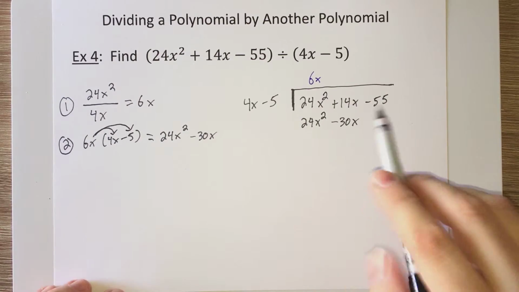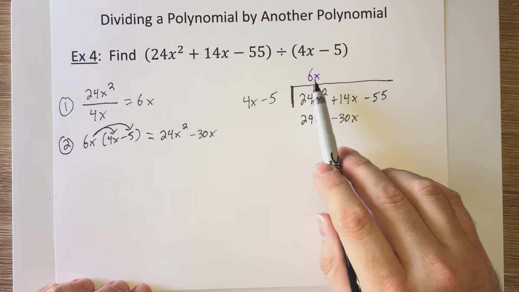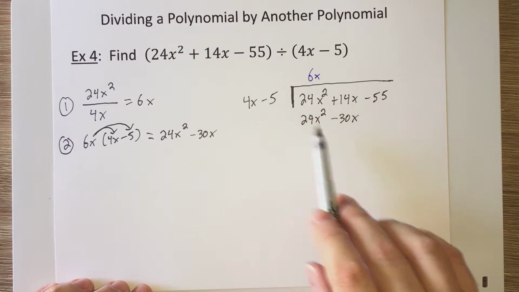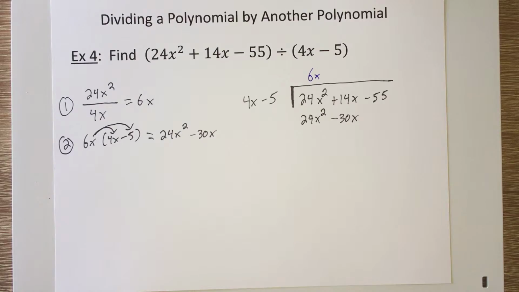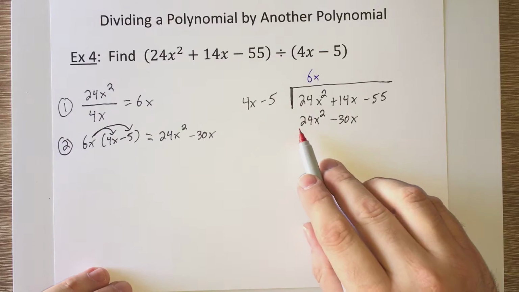Okay, so the second step is you take this term here and you multiply by the entire polynomial here, write your answer on the bottom. The third step of your three-step process is you take the polynomial you just wrote, this one, and you change the sign of each term.